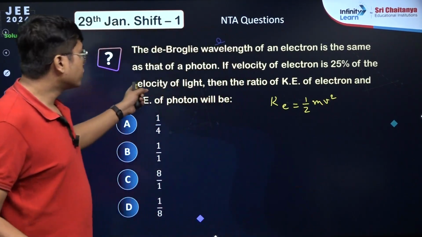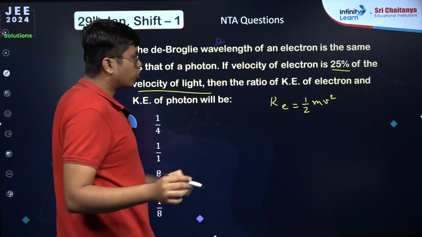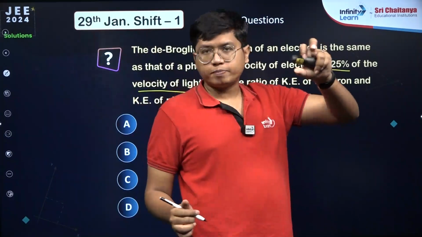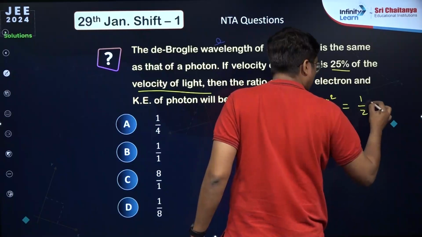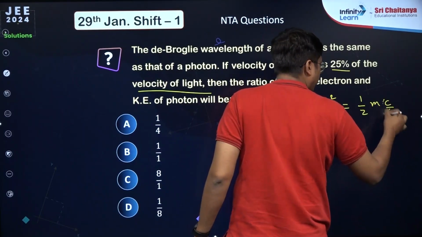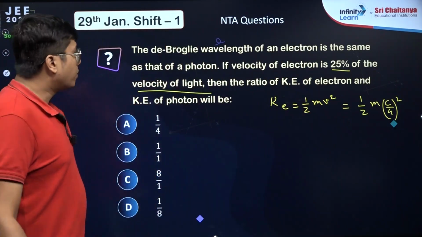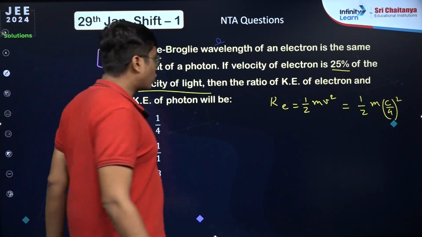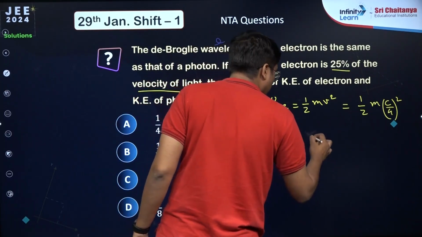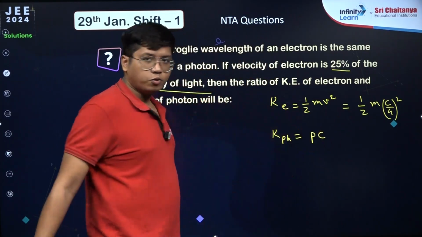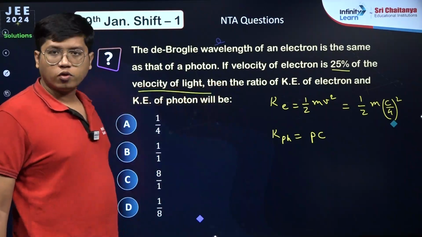Now the velocity of the electron is said to be 25% of the velocity of light. So v is equal to 1/4 of the speed of light. So if we put that in, I can write it as half m into c by 4 whole square. That is the kinetic energy of the electron. What about the kinetic energy of the photon, my bad. Kinetic energy of the photon is equal to P into C, its momentum into the speed of light. We want technically the ratio of these two over here.